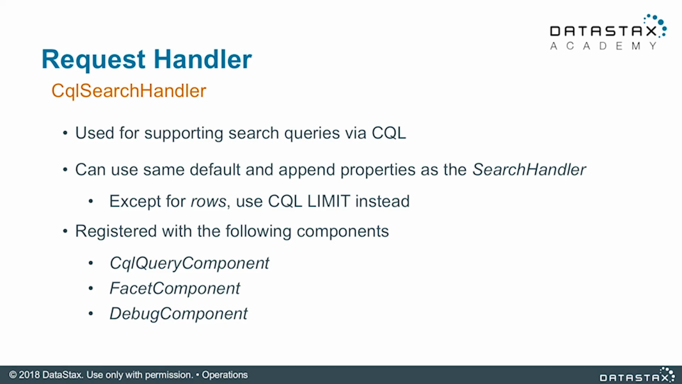The CQL search handler has the same defaults and appends property as the search handler, with the exception of the rows property, which can be simulated using the CQL limit clause. The CQL search handler is also registered with the following components: the CQL query component, the facet component, and the debug component, which are needed to support the search functionality available in CQL.